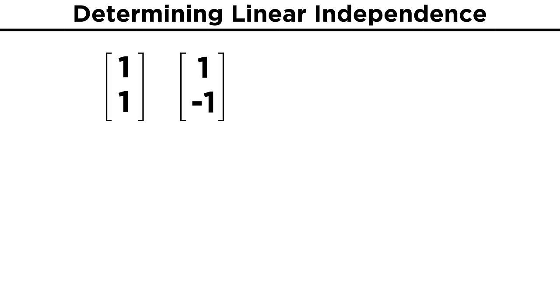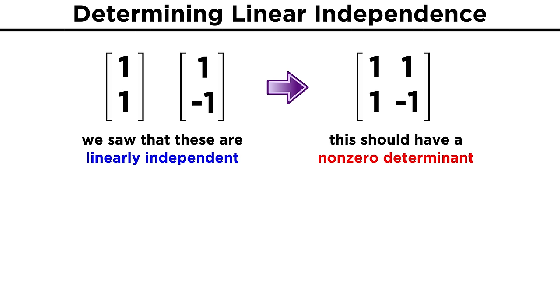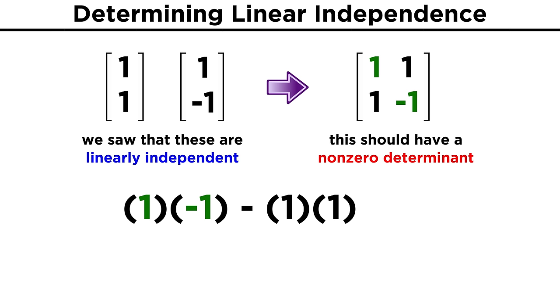We have already seen they are linearly independent, so the determinant of the matrix made of these vectors should be non-zero. Let's set up the matrix and test it. To take the determinant, we find 1 times negative 1 minus the quantity 1 times 1, giving us a determinant of negative 2. Since this is not 0, the rule tells us these vectors are linearly independent, which we previously verified.